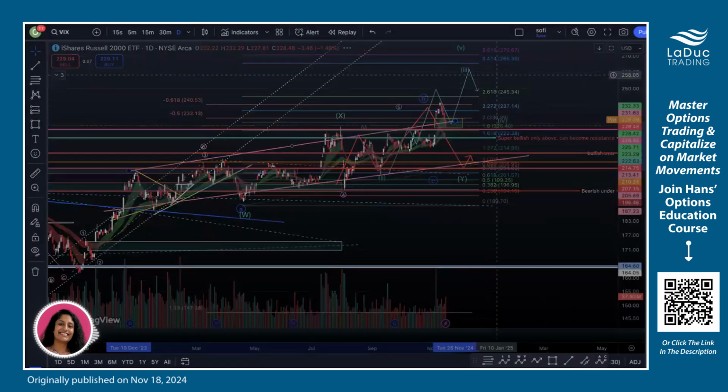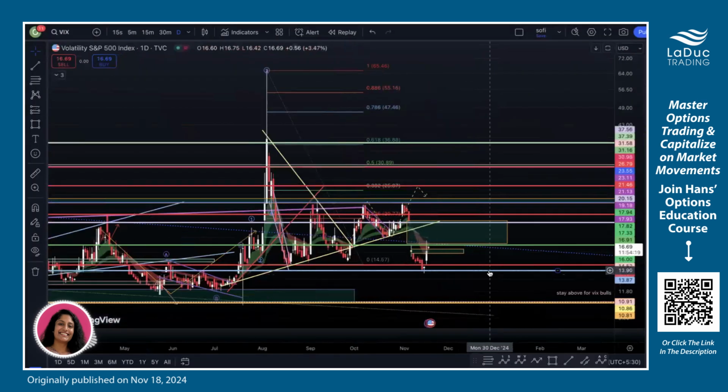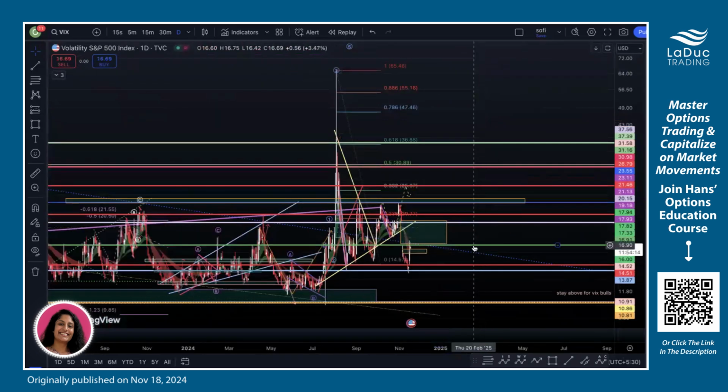We look at the wicks for clues again. You can see here we bounced off of support and this is the gap fill. So again, ideally, if it rejects 17, then the market gets rejected and comes down to test $11.